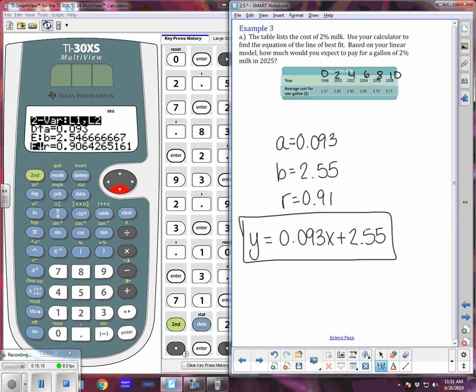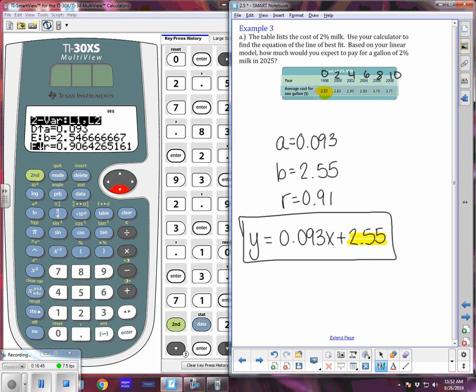That 0.093, the little a value, which is your slope, that's how much it rises each year. So roughly, the price of milk will rise 9 cents, give or take, each year. The 2.55 is your y-intercept. That's where it started. So whatever number you get as your y-intercept should be pretty close to the first value that started in the table. And they can be off a little bit. Remember, this is kind of just an accuracy thing.